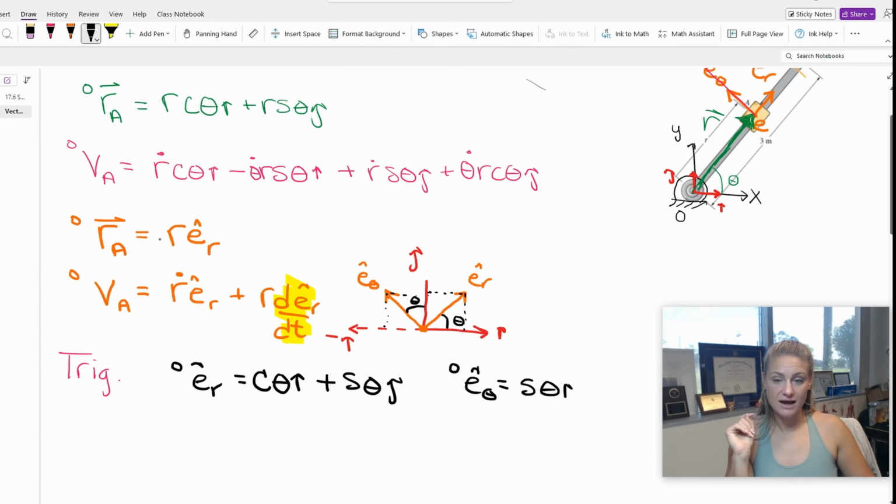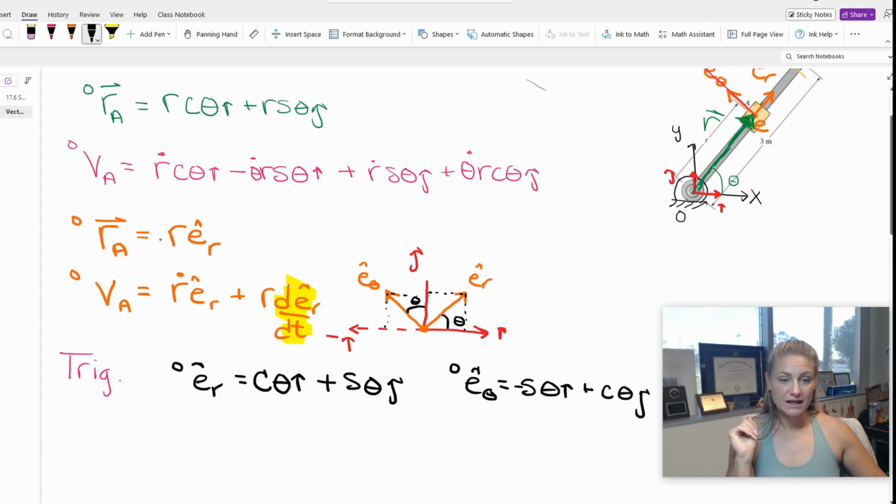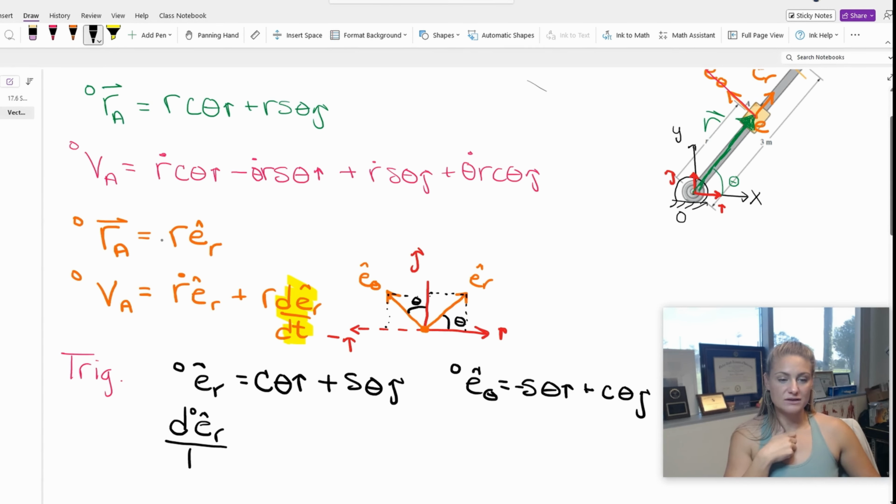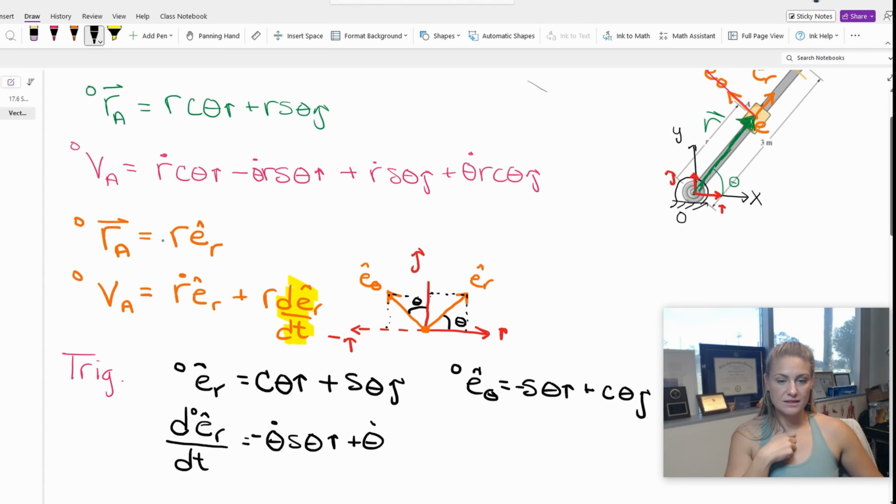Sine theta i, and that's going in the negative direction, plus 1 cosine theta j. Now my whole job was to take the derivative of this. So I'm going to take this expression, because now I know how to take a derivative of cosine and sine. So what is the derivative of my unit vector r in terms of time? This is going to be theta dot negative sine theta i plus theta dot cosine theta j.